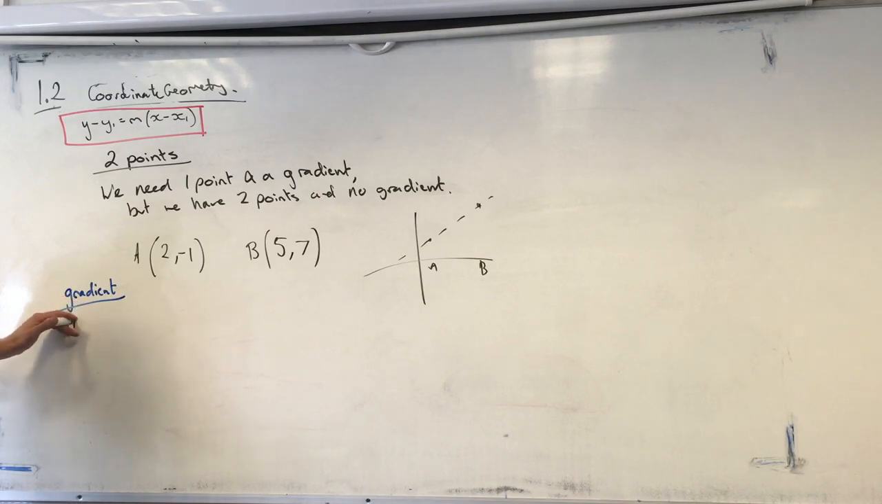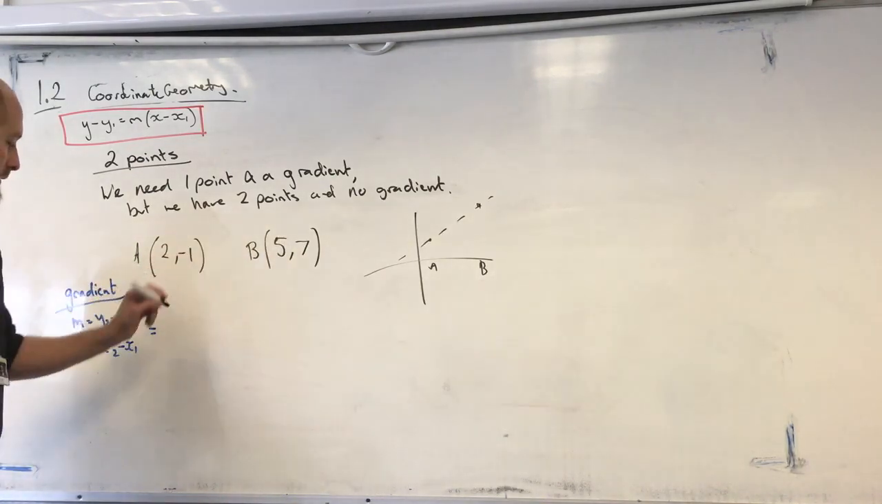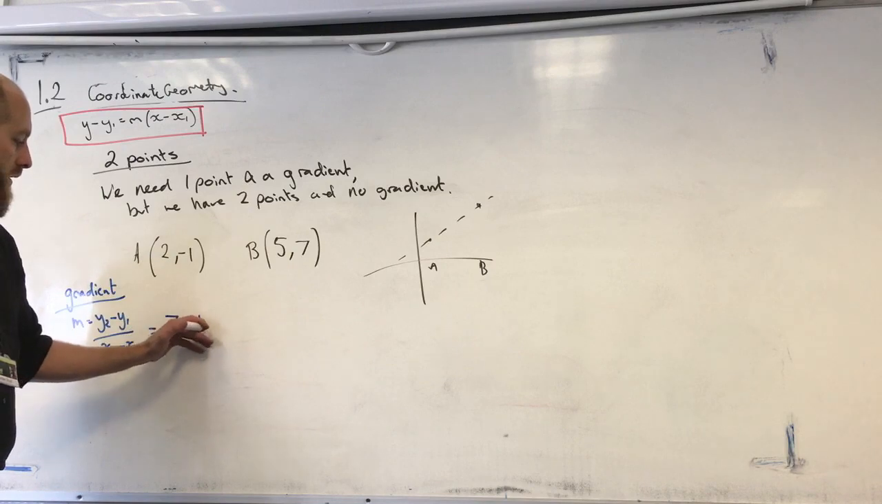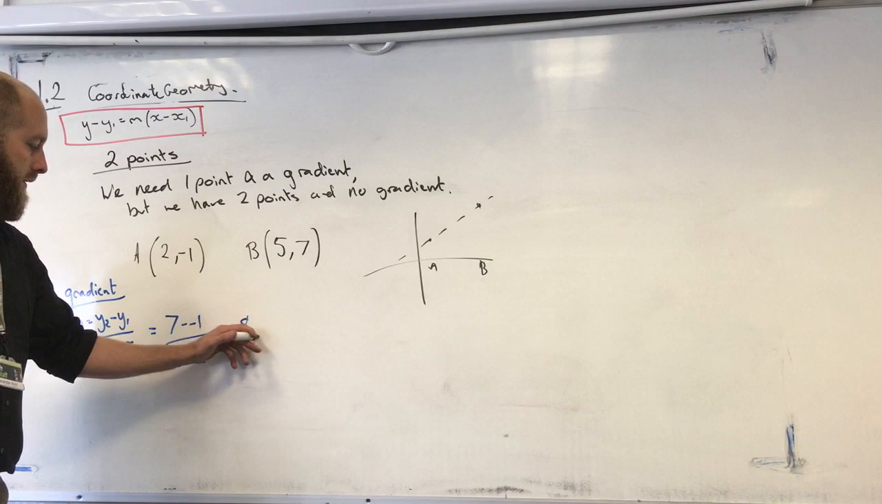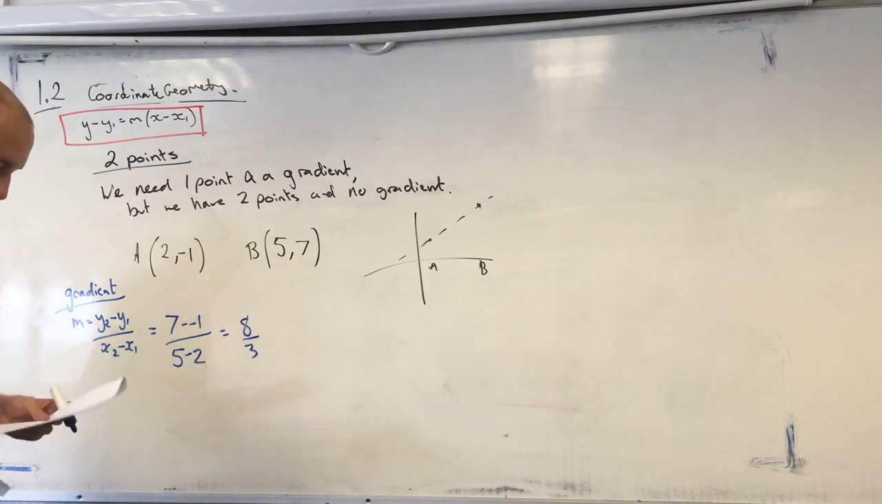So our gradient equation, remember, m equals y2 minus y1 over x2 minus x1, which will be 7 minus minus 1 over 5 minus 2, so it's going to be 8 over 3.